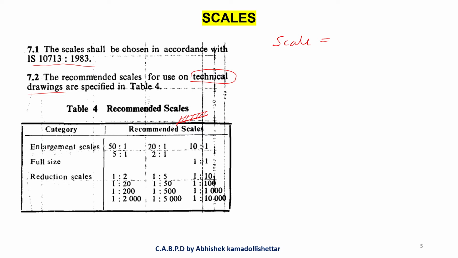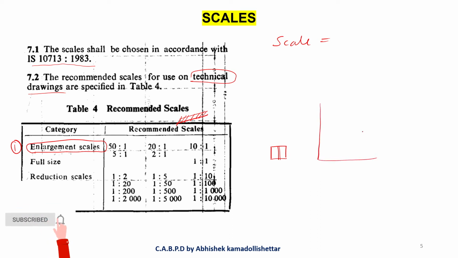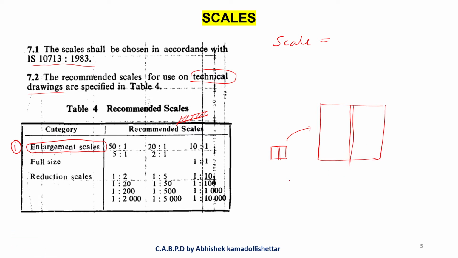So the first important category is enlargement scales. What do you mean by enlarging the scale? Suppose I draw an object like this. If this is the actual dimension, and I enlarge the scale, I will get the same figure converted into this shape. You all might have observed this while zooming in and zooming out of a snip. So this is an enlargement scale.